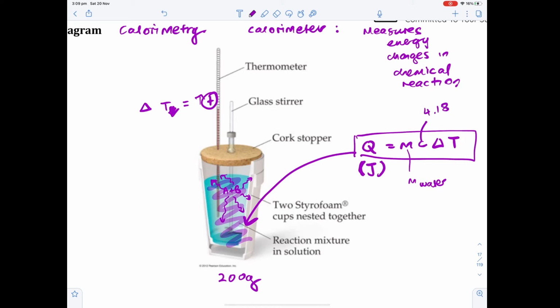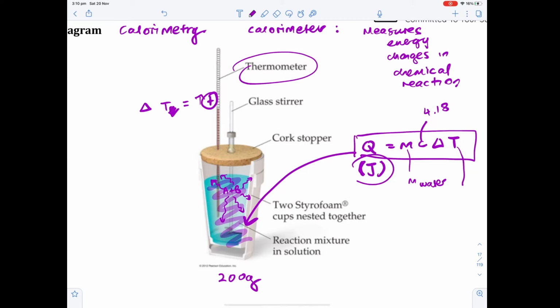4.18. Why? Because we're using water, which has that high specific heat capacity we just spoke about. Do we have temperature? How did we measure temperature? Yeah, we just use a thermometer, final minus initial. The lowest temperature, highest temperature. Subtract the two. Very good.